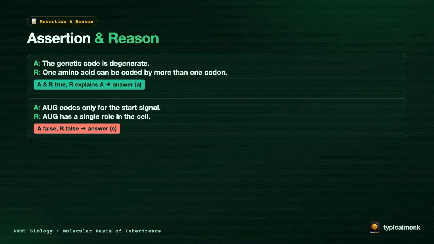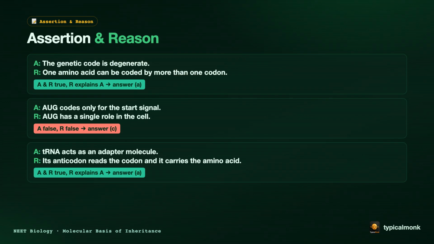Second, A, AUG codes only for the start signal. R, AUG has a single role in the cell. Here, A is false, and R is also false because AUG also codes for methionine. So the answer is C. Third, A, tRNA acts as an adapter molecule. R, its anticodon reads the codon and it carries the amino acid. Both are true, and R explains A, so the answer is A.